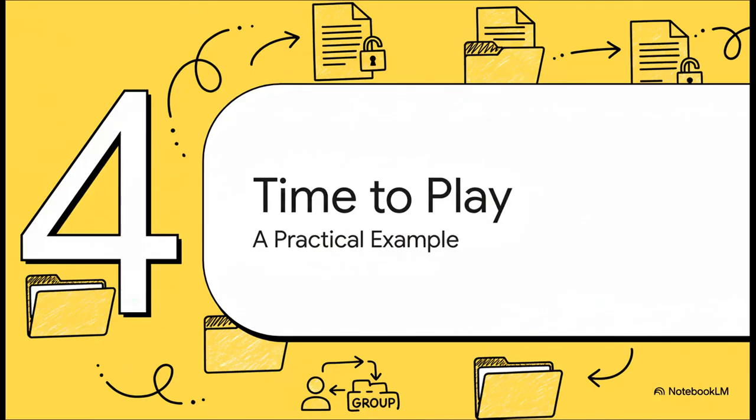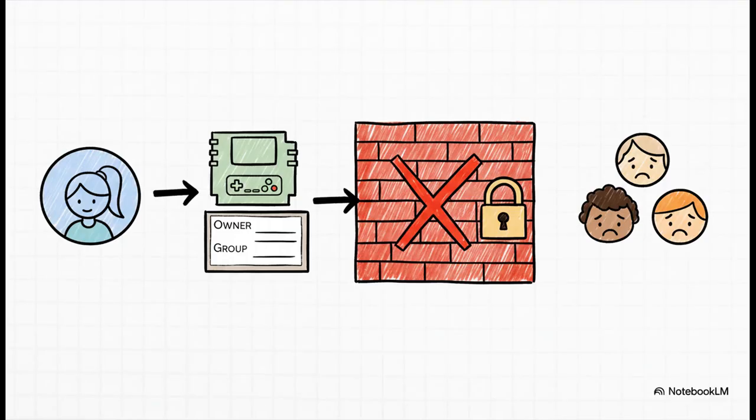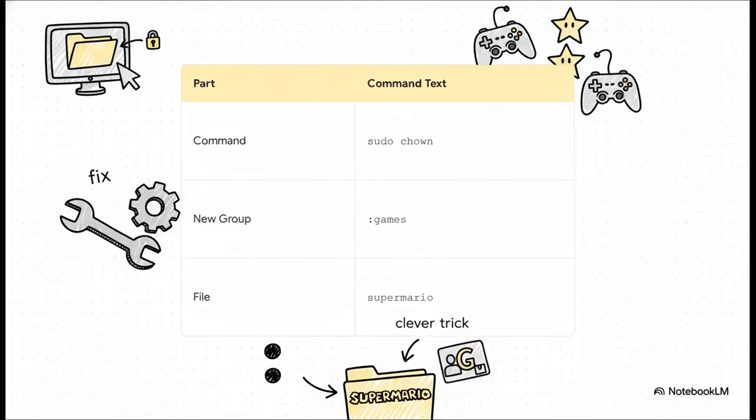Okay, enough with the theory. Let's see how this all clicks together in a fun, practical example. This is where you really see why knowing this stuff is so useful. So here's the situation. Sarah downloads a cool new game, Super Mario. By default, the owner is Sarah, and the group is also Sarah. But here's the problem. All of her friends are in a special games group, and right now, they can't access the file to play. So what's the fix?